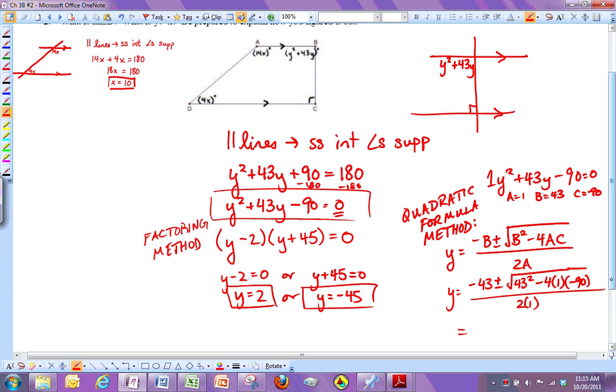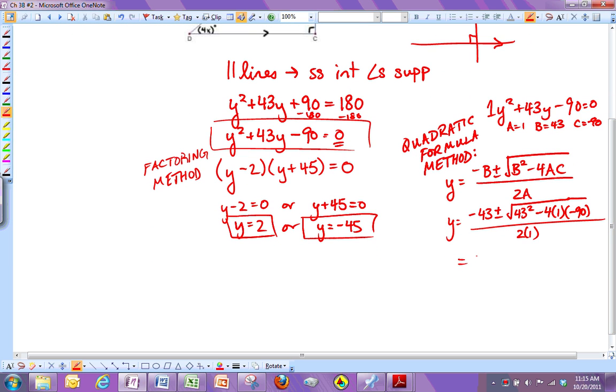I'm not going to work this all the way out, but I will simplify it a little bit. This will be negative 43 plus or minus the square root of whatever 43 squared is, plus 4 times 90, which is 360, all over 2. Then you can keep working that out, and you're going to get two answers, one of them when you do the plus first, and one of them when you do the minus first, and you should end up with y equals 2, or y equals negative 45.